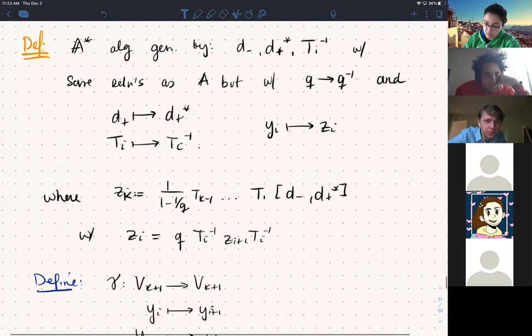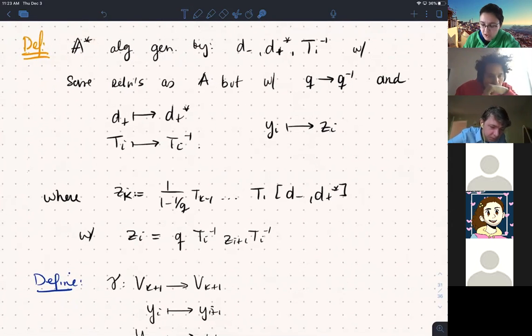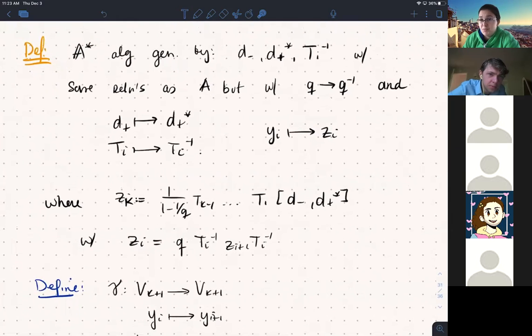Okay, and so then what we do is we define this new algebra, and essentially you can think of this as being the same as A. We're just relabeling the generators. Instead of having D plus, we're going to have a D plus star. Instead of having a TI, we're going to call it TI inverse. The D minus stays the same. And then the relations are basically the same relations that we have in A, all these relations that I flashed at the beginning, but we're going to swap the appropriate things.